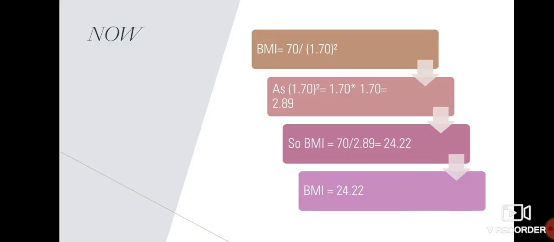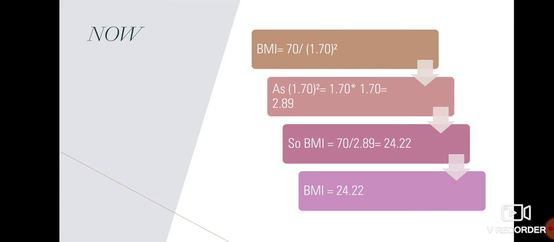So BMI is weight divided by height square in meter. As we have calculated, 170 centimeter equals 1.70 meter. So 70 divided by 1.70 square. As you can see, 1.70 square is equal to 2.89. So 70 divided by 2.89 will be 24.22. So the BMI of that person is 24.22.